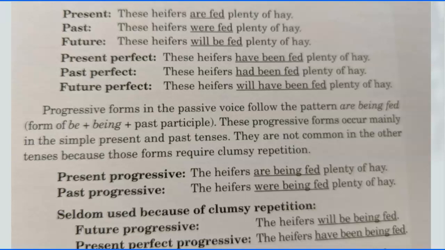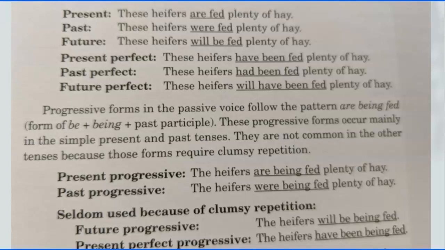So on page 332, take a look at the examples of the different verb tenses and forms and how they progress. So we can look at present. These heifers are fed plenty of hay. That's present tense. These heifers were fed, past tense. These heifers will be fed. So they've got the helping verb there. These heifers have been fed, present perfect. These heifers had been fed, past perfect, and then future perfect, these heifers will have been fed. So they can be used in the passive voice.